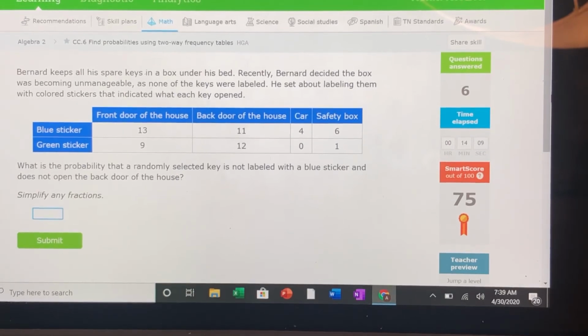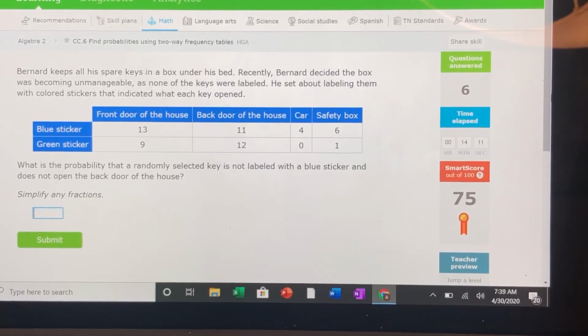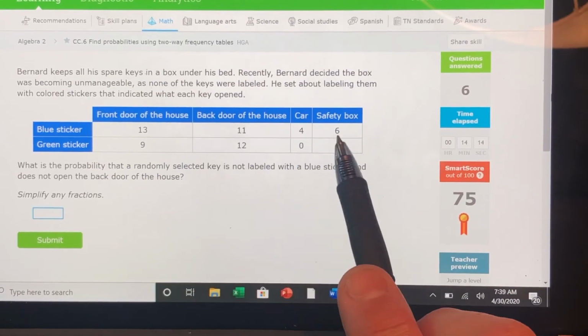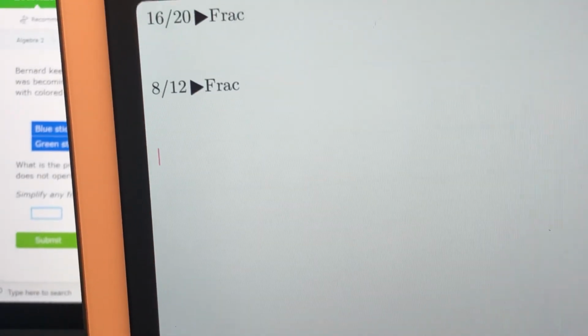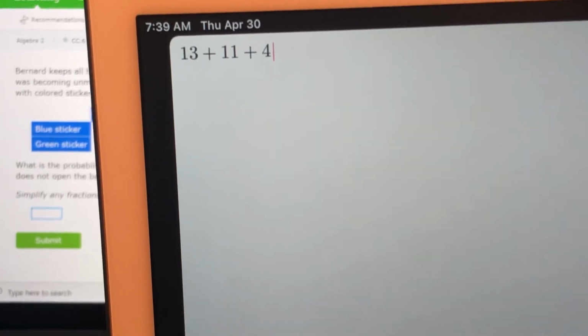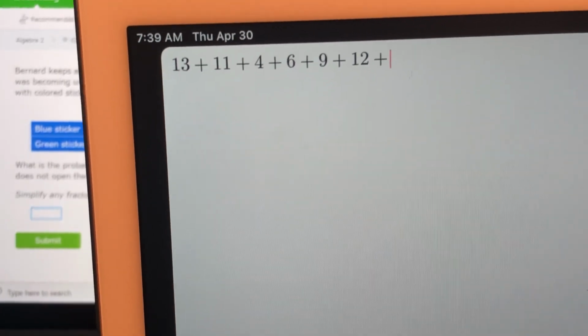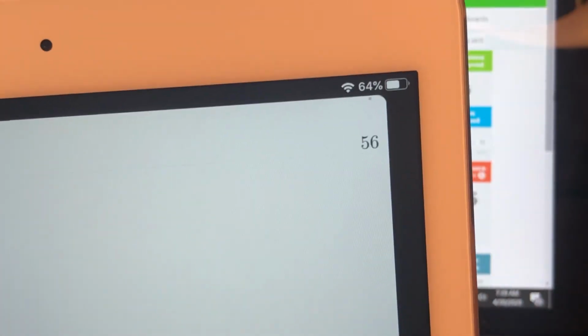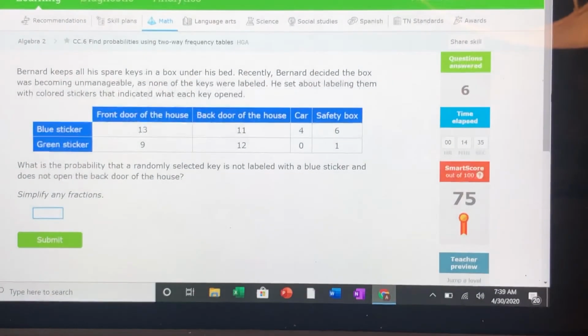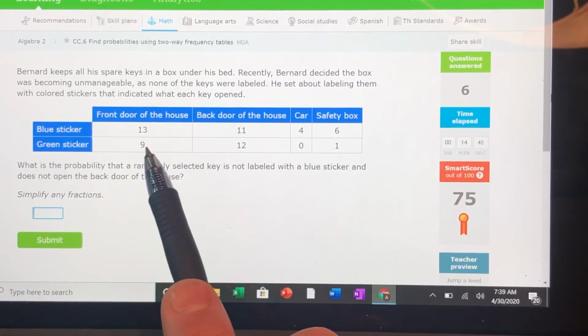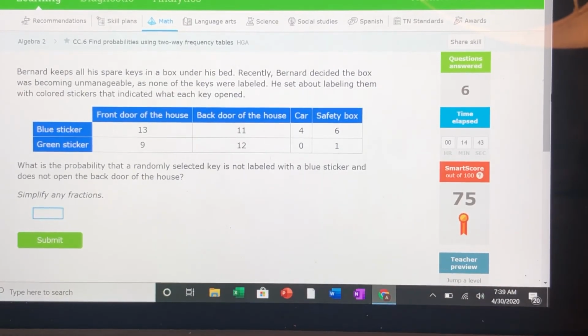And one thing I think I neglected to do is actually add up everything in the sample space. So what is 13, 11, 4, 6? Oh boy, okay. Maybe I'll bust out the calculator for this one. What is 13 plus 11 plus 4 plus 6 plus 9 plus 12 plus 1? It gives me 56. So that means in the numerator again, we're going to have the 9 and the 0 and the 1. And in the denominator, we've got 56. So 10 out of 56.